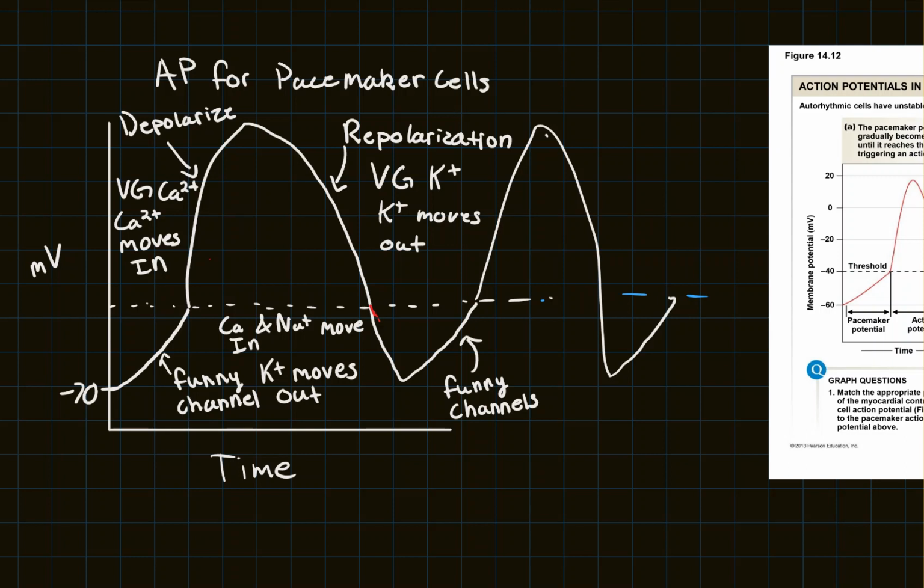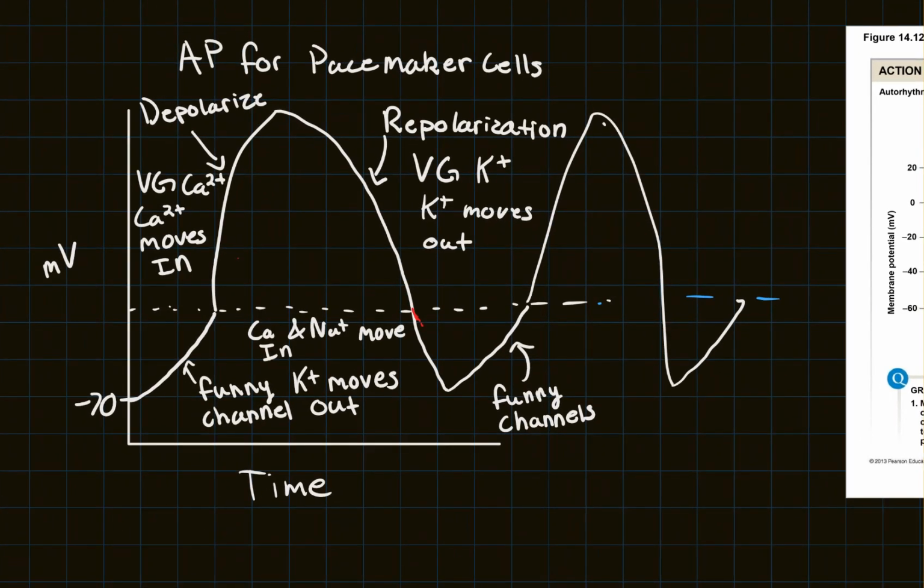Okay, so in this video, I wanted to make some clarifications on some things we've talked about in the past, and I want to start with the action potential for pacemaker cells, specifically with the funny channels. So, in discussion a few weeks ago, when we talked about the funny channels, we talked about how they are a non-selective cation channel, so they will let calcium and sodium in and potassium out.